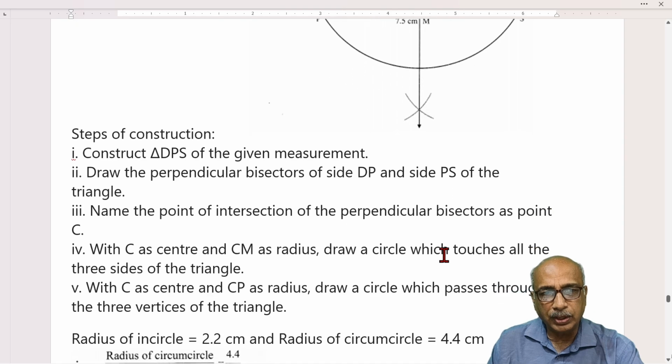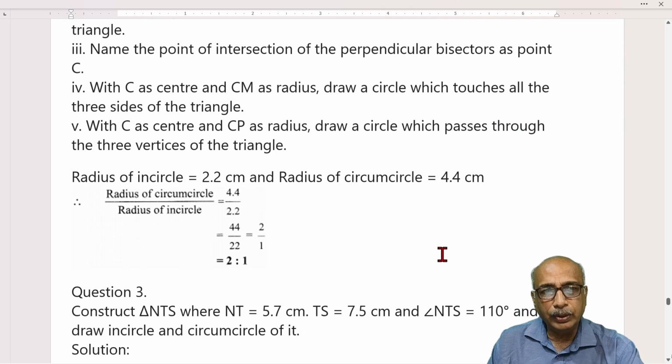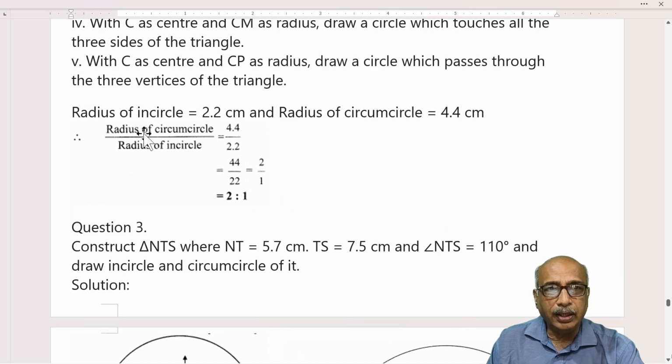Steps of construction you can write on your own. One more thing we have to do in this example. Radius of incircle equals 2.2 centimeter, after drawing you can measure, and radius of circumcircle is 4.4 centimeter. The ratio of radius of circumcircle to radius of incircle equals 4.4 upon 2.2 equals 2:1.